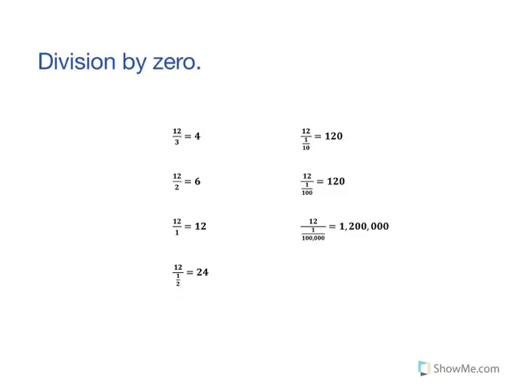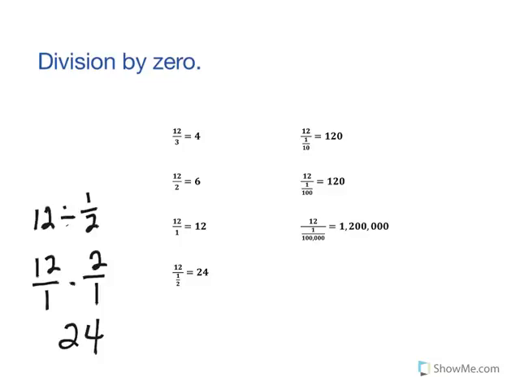12 divided by 3 is 4. 12 divided by 2 is 6. 12 divided by 1 is 12. 12 divided by 1/2, we may have to do a review on that one. 12 divided by 1/2 is the same thing as 12 over 1 times 2 over 1, which is 24. Remember, when you divide by a fraction, keep, change, flip: keep the first number, change division to multiplication, and then flip the divisor, the second number, and you're going to get 24.